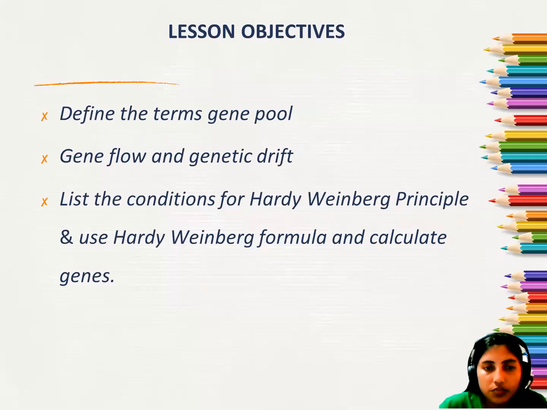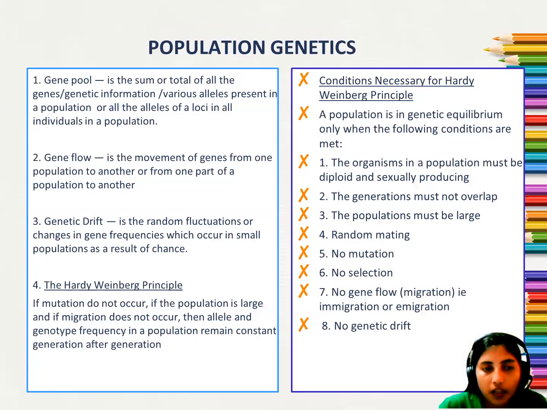First of all, lesson objectives. We'll be defining these terms: gene pool, gene flow, and genetic drift. Then we'll be listing the conditions for Hardy-Weinberg's equilibrium and how to use his formula and calculate the number of genes present in a gene pool. Let's look at some of these definitions first.